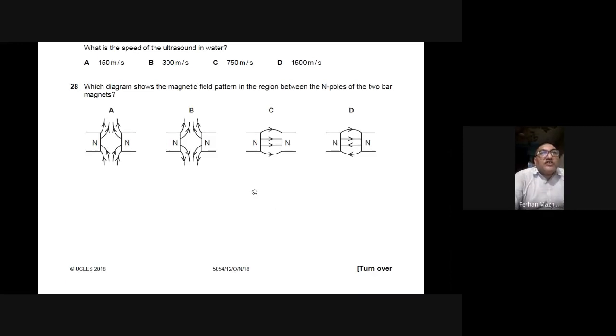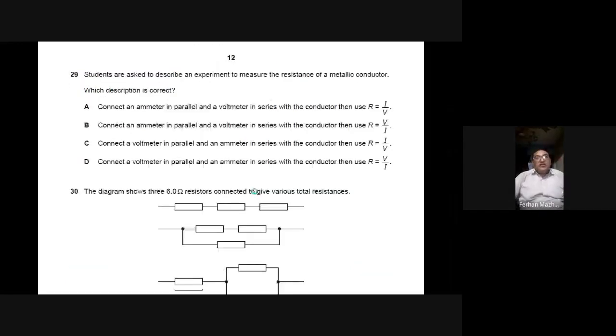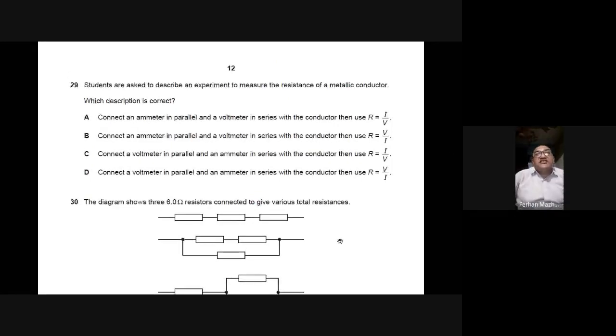Okay, we are moving to question number 29. Students are asked to describe an experiment to measure the resistance of a metallic conductor. Which description is correct? Whenever you want to find out the resistance of a metallic conductor, you will connect an ammeter in series with that resistor to measure the current, and you will connect a voltmeter to measure the voltage drop across that resistor. The voltmeter is always connected in parallel to the resistor.